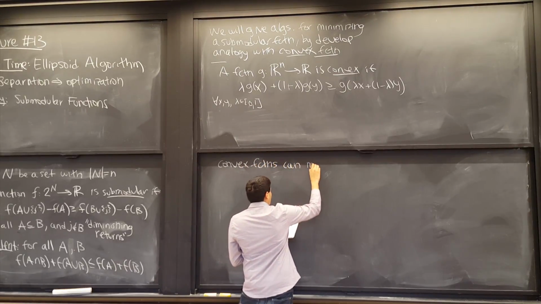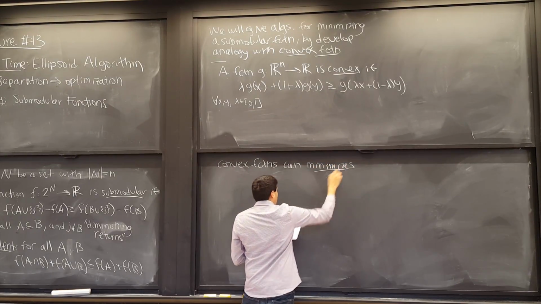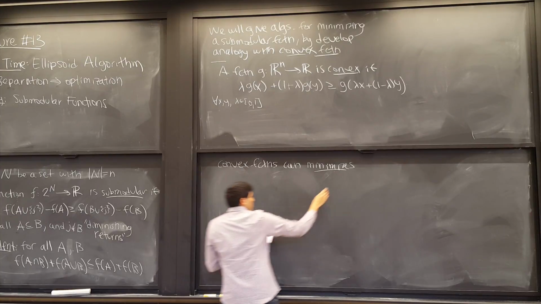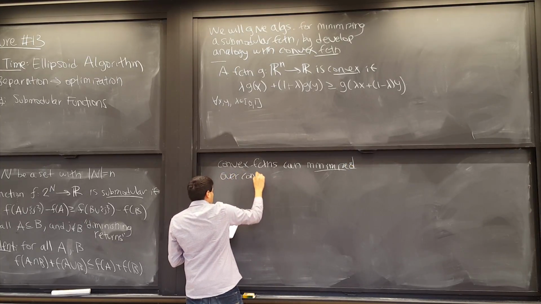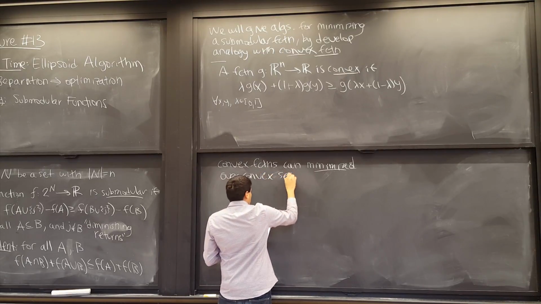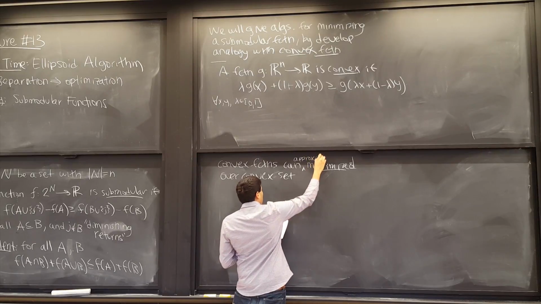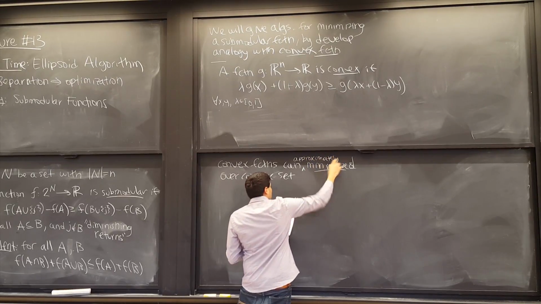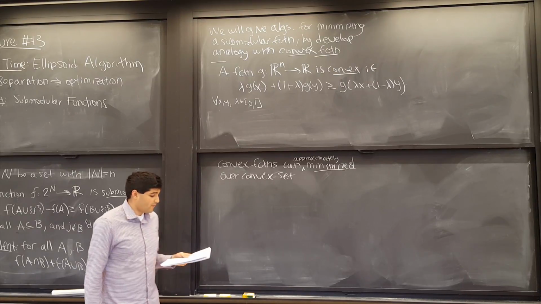Convex functions can actually be minimized, and it's really important that we talk about minimizing over convex sets. And let me add a little caveat in here that really what we mean is that they can be approximately minimized in the sense that you can get arbitrarily good approximations to their minimum value.